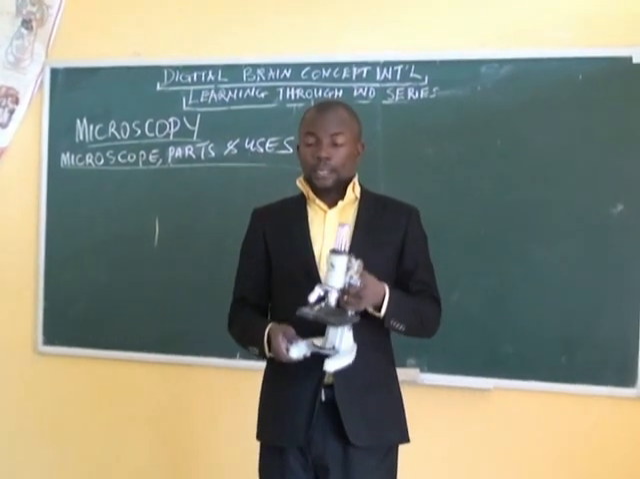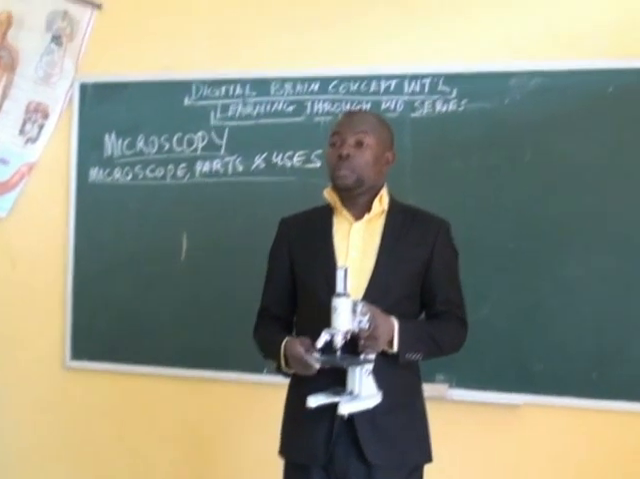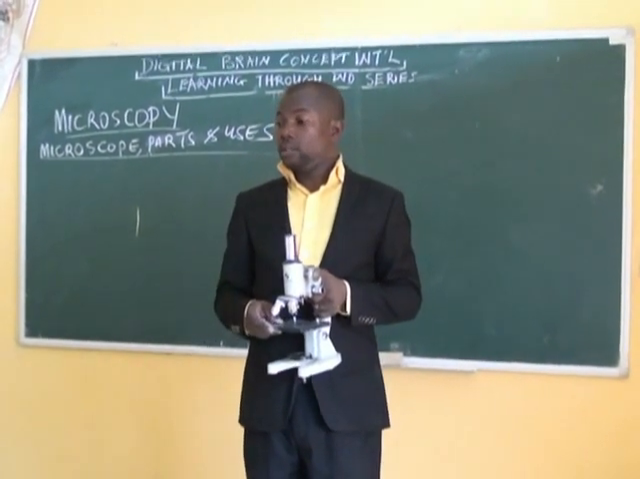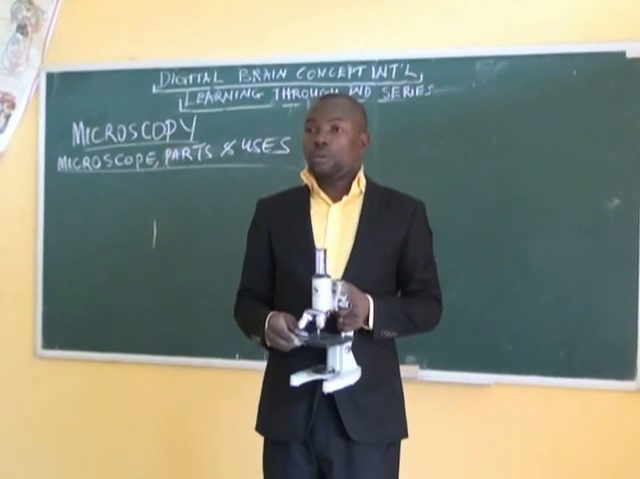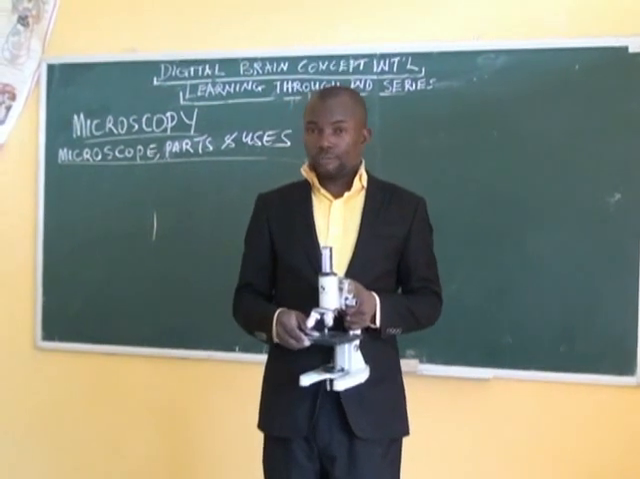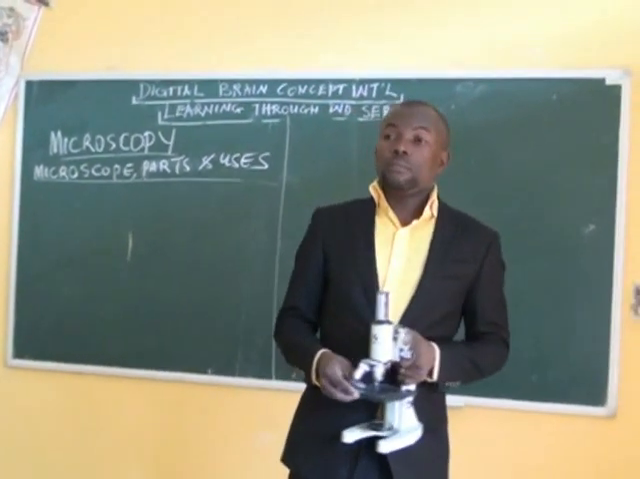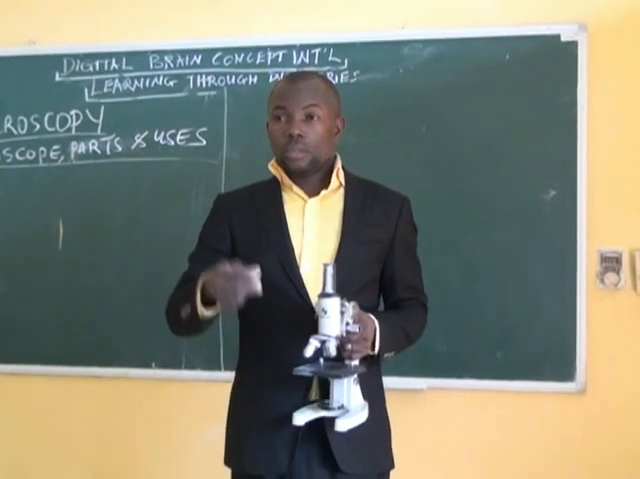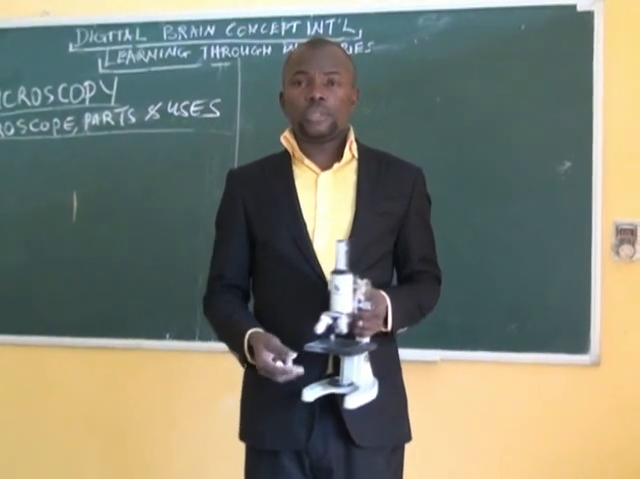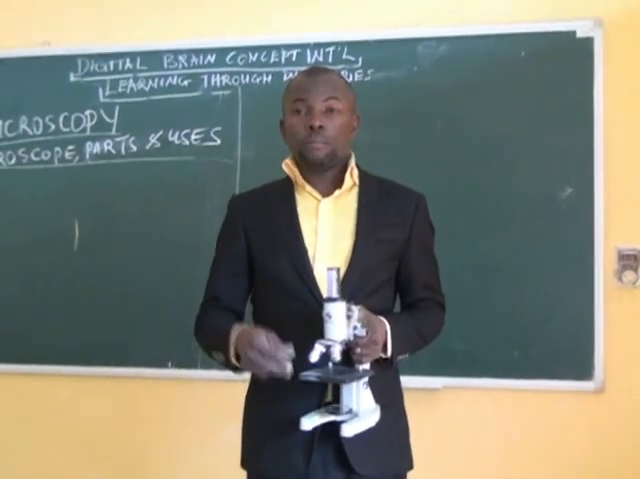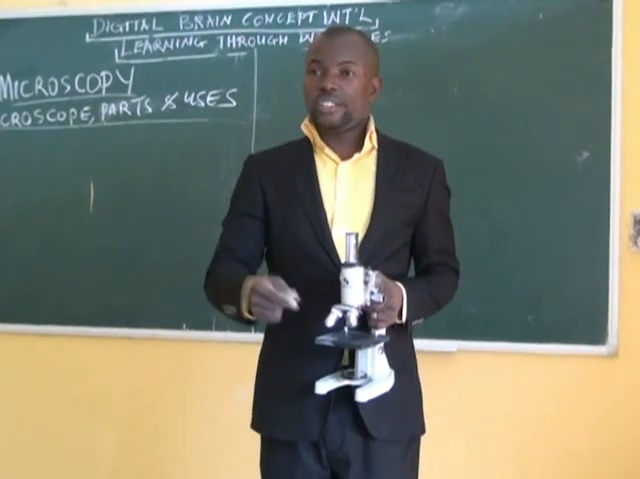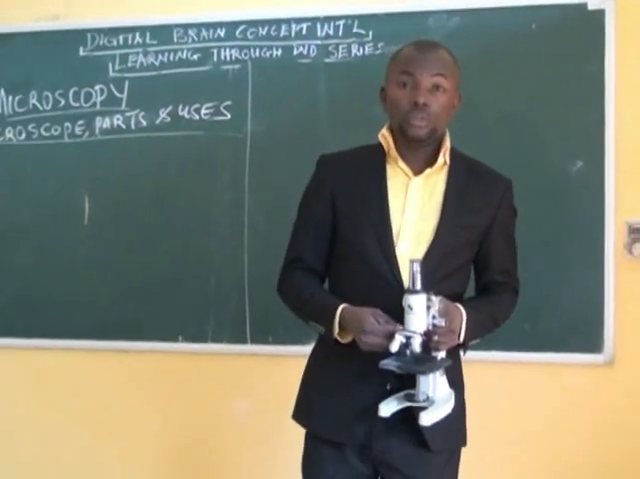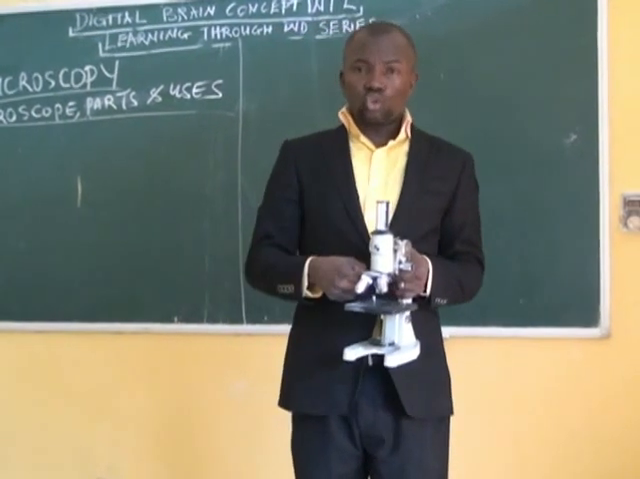I will explain the microscope, its parts and uses, because we are going to make use of them subsequently to examine some of the biological specimens that we cannot see with our naked eyes. Some of these include unicellular organisms like amoeba, paramecium, euglena, the yeast cell, plant cell, and animal cells. We cannot see them with our naked eyes. So we are going to demonstrate how to use the microscope to see them.